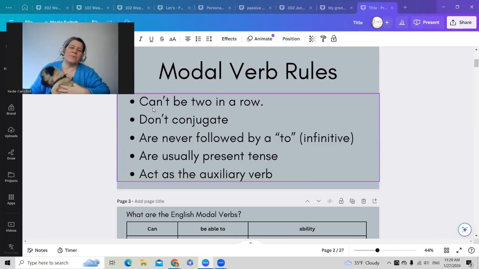So here we go. So you can't put two modal verbs in a row. You don't conjugate modal verbs. Modal verbs just keep their base verb. They are not followed by an infinitive. And they are usually in the present tense, and modal verbs act as the auxiliary verb in the sentence. If you need a negative or a question, you need to use an auxiliary verb. The auxiliary verb is the modal verb.